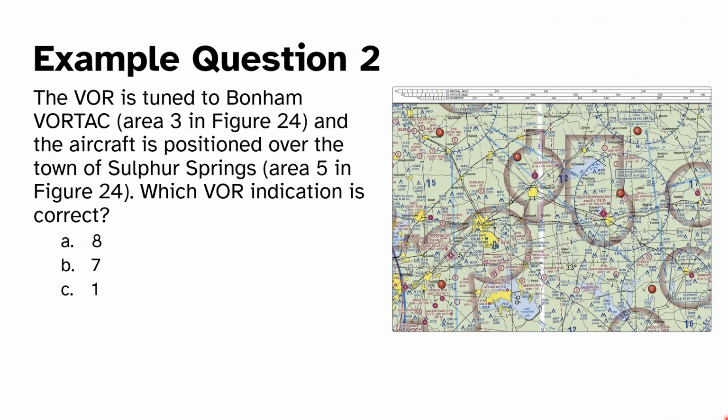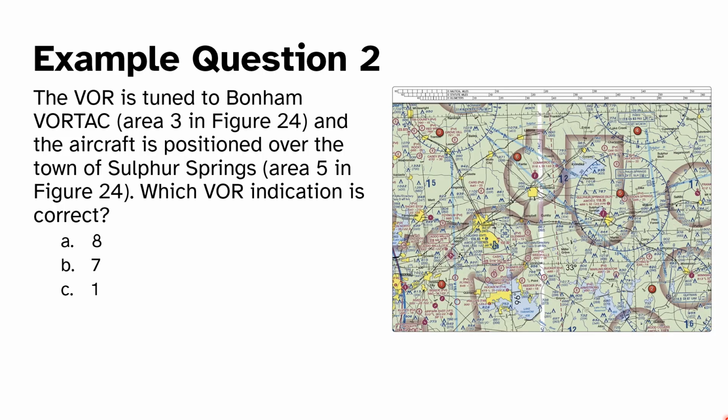Example question number 2 is a little bit on the tougher side. I did warn you that there are going to be some weird ones. This is one of those weird ones. The VOR is tuned to the bottom VOR, which is Figure 3, Area 20, which is Area 3 in Figure 24, and the aircraft is positioned over the town of Sulphur Springs, Area 5 in Figure 24. Which VOR indication is correct?